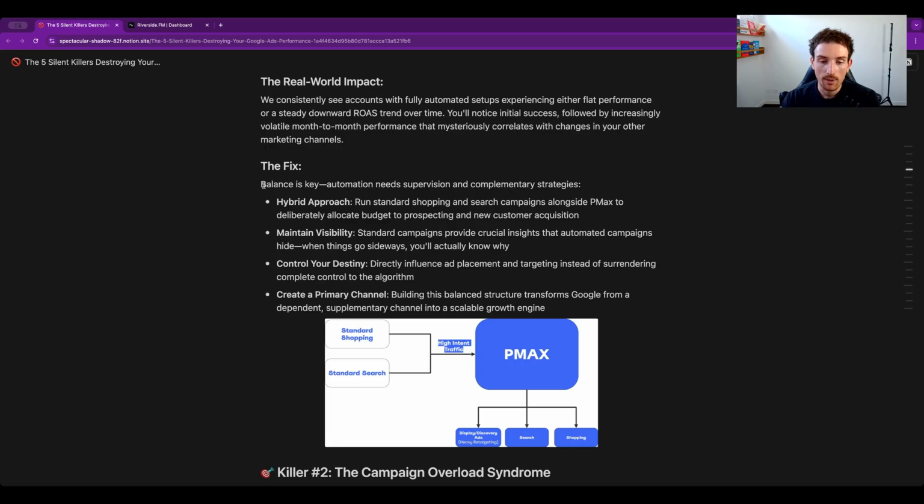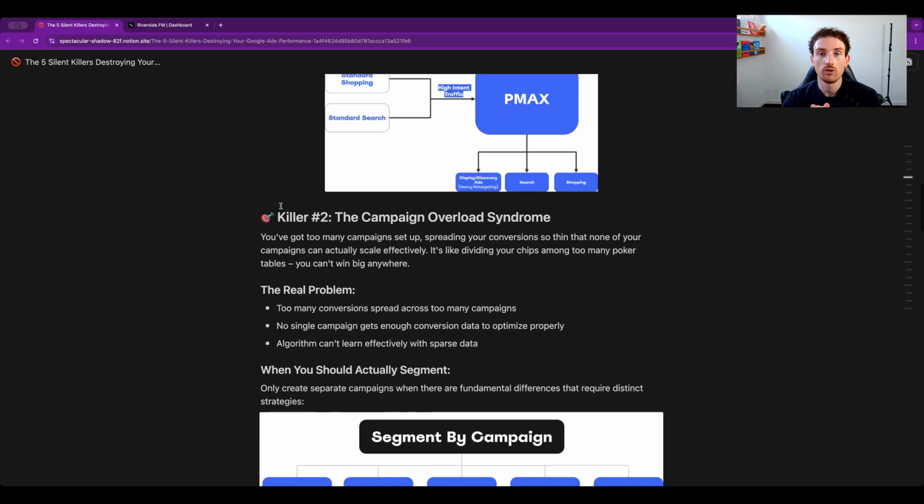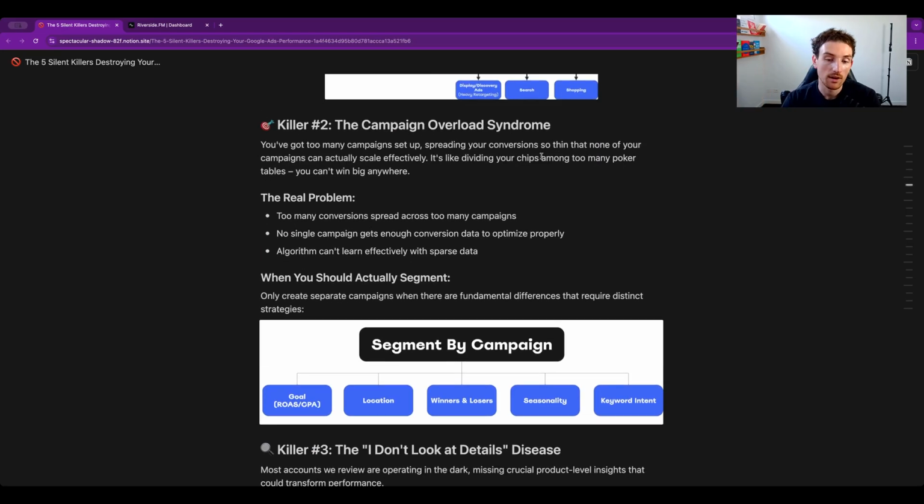But if you're running a more balanced strategy with standard shopping and standard search alongside, there's far greater clarity on what's going wrong because there's far greater visibility inside standard shopping and standard search campaigns. And therefore you can directly influence how to improve performance if there is a downward trend. It allows for far greater clarity on what's going wrong or what's working. This will also allow you to ensure that Google is not just piggybacking off the performance of other channels and actually turning Google into a primary channel that's not just supplementary to your Facebook campaigns or your TikTok campaigns or any other channel that you're running.